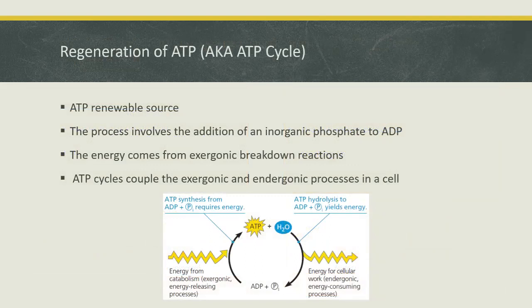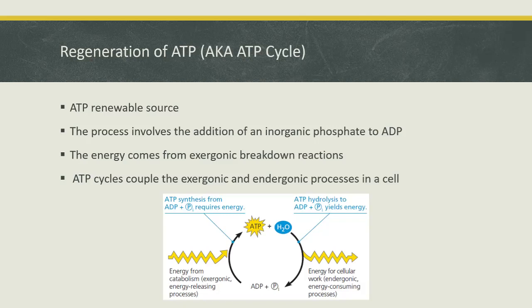Now let's go over regeneration of ATP, which is also called the ATP cycle. The ATP cycle is the actual thing that binds endergonic and exergonic reactions. Why? Because the whole cycle applies to the creation and the consumption of ATP. In the creation of ATP, exergonic reactions take charge, and when ATP is used, it's the turn of endergonic reactions, and that's how both are related.